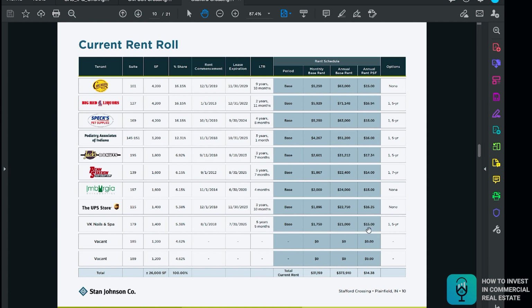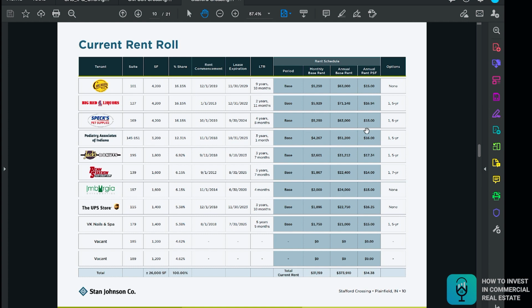So all these rents are at $15 a foot, 16, 15. I don't know Indianapolis that well, but those don't seem high at all to me. They seem pretty reasonable. They do have a couple of vacants. It looks like they're tied up in options as well. Yeah, everybody's got some options.